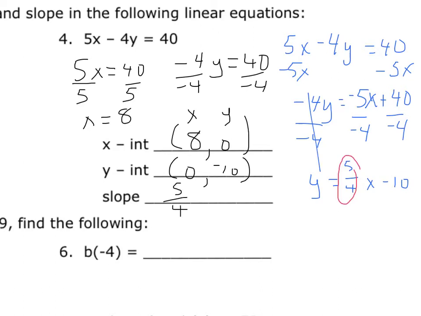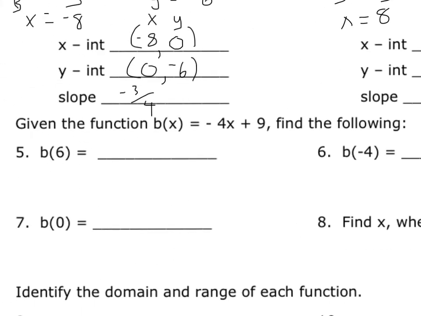All right, number 5. Given the function b of x equals negative 4x plus 9, find the following. Okay, b of 6. So what this is wanting us to do is take this 6 and substitute it in for x into this equation, and then find the value of this whole thing. So find the value of y, basically.